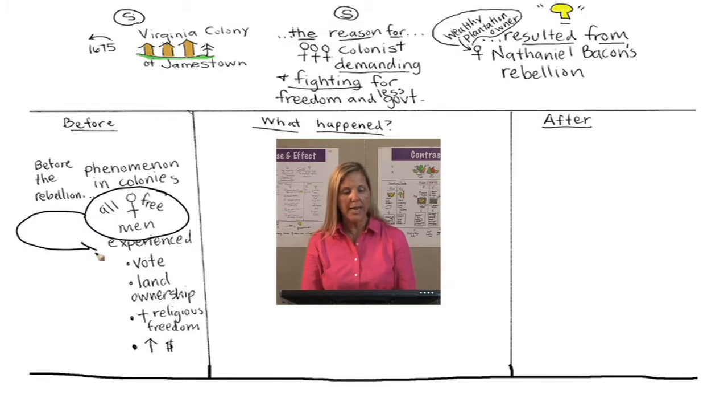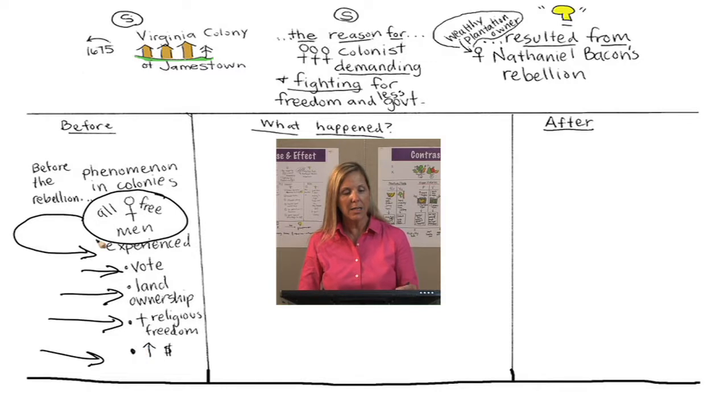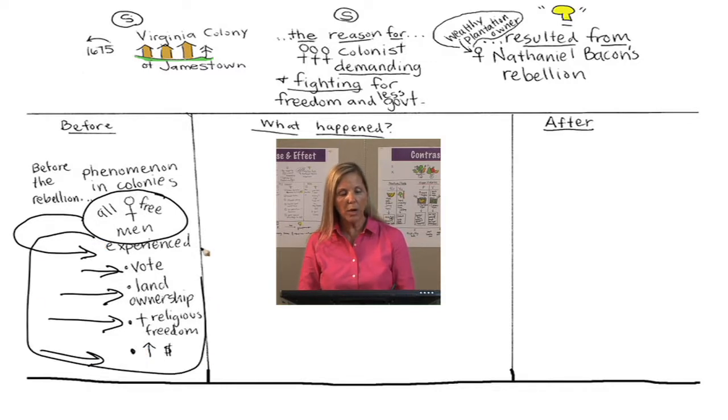Then what we want to say is how they experienced. So what did these free men experience? They experienced something that was very different than when they had lived in England. And that is that they could vote, they could own their own land, that they had religious freedom, and they had the ability to make more money. So all these things were happening to these free men. So that's the before situation.